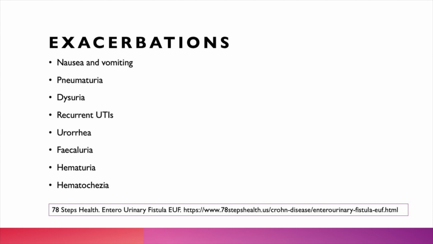Urourea, involuntary passage of urine. Fecaluria, fecal matter passes in the urine, which shows that the integrity of the bladder is compromised. Hematuria, blood in urine. And hematochezia, blood in stools.